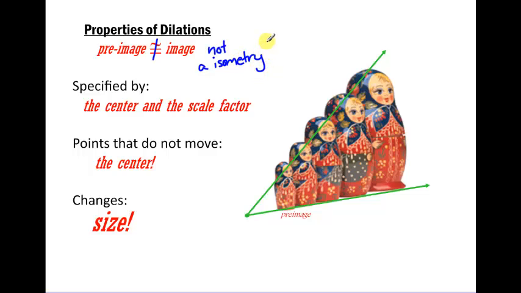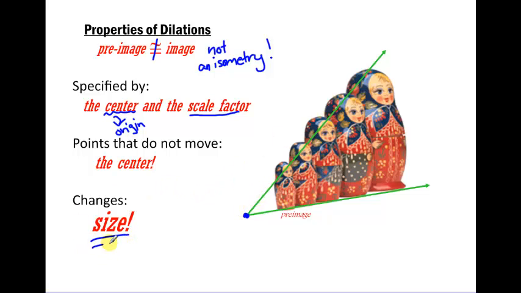Make sure you know why it's not an isometry. It would be because it's not the same size. It keeps its shape. Size gets bigger or smaller, depending on your scale factor, of course. We specify it by the center, and for our problems, the center is going to be the origin. And we also need to use the scale factor, of course, to tell us how big or how small we're going to go. There is one point alone that doesn't move. Any point at the center itself isn't going to move because everything comes towards the center or moves away from the center. So the center is going to stay where it is.